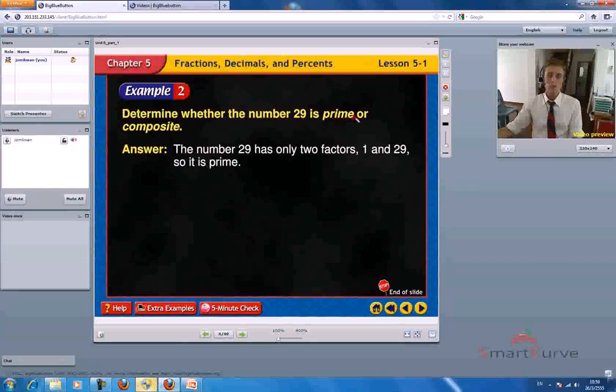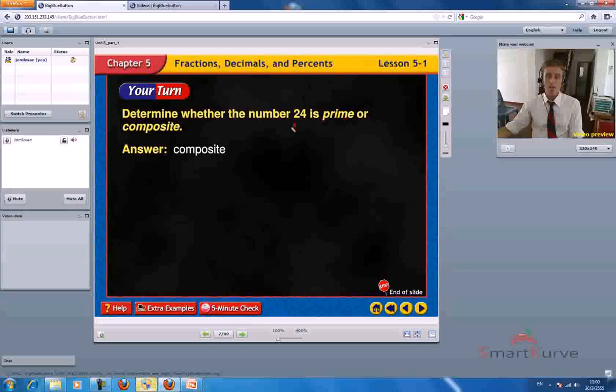Determine whether the number 29 is prime or composite. The number 29 has only 2 factors, 1 and 29. If a number is only divisible by 1 and itself, it is prime.